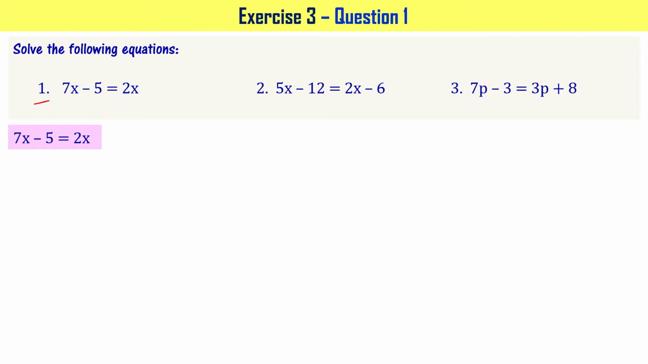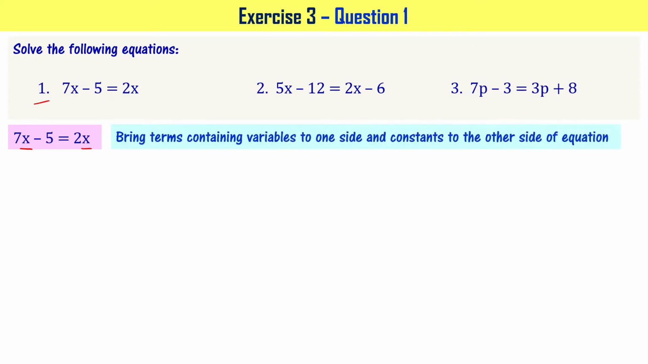When you observe this equation, the variable x is there on both the sides and it is a linear equation because the degree of this equation is 1, right? It is a linear equation having variable on both the sides. Let us solve this. To solve this, we are going to bring terms containing variables onto one side and constants to the other side of the equation, right? Here we have a term containing x and another term containing x. Let's bring these two onto one side and bring constants to the other side of the equation.